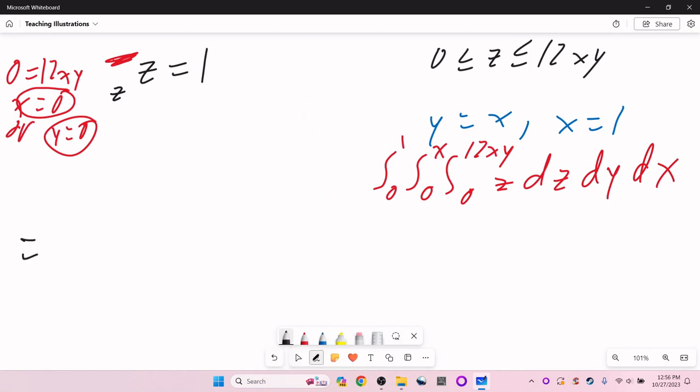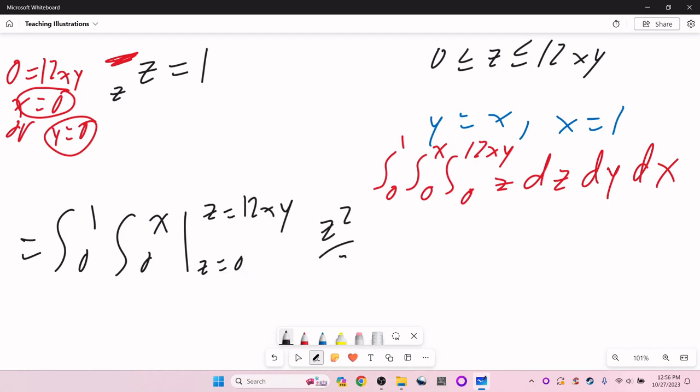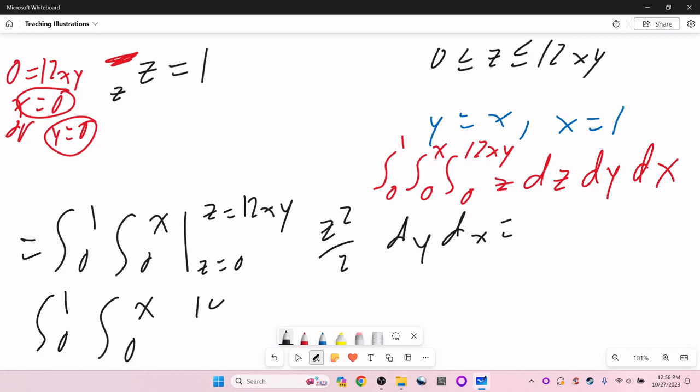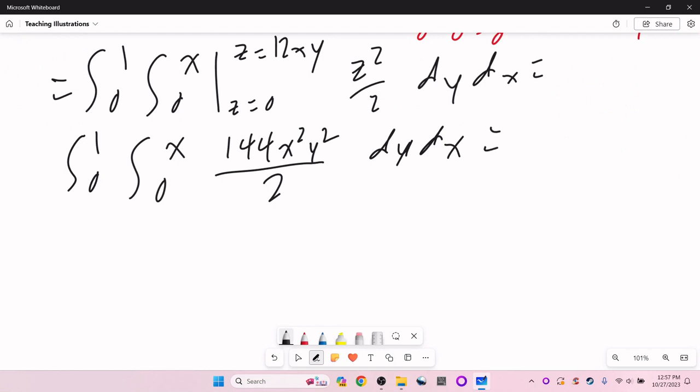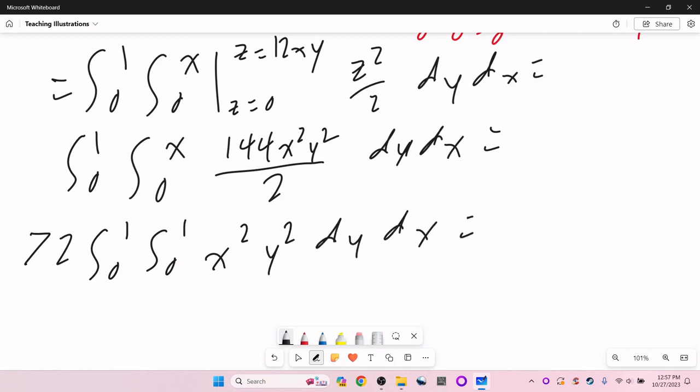Okay, so we'll get the integral from 0 to 1, from 0 to x, of z squared over 2, evaluated from z equals 0 to z equals 12xy, dy dx. That is the integral from 0 to 1, from 0 to x, of 144 x squared y squared over 2 dy dx, which I will pull out the constants here. I'll take a minute to do that. 72, the integral from 0 to 1, from 0 to x, of, this one is actually factorable, but oh well, x squared y squared dy dx.